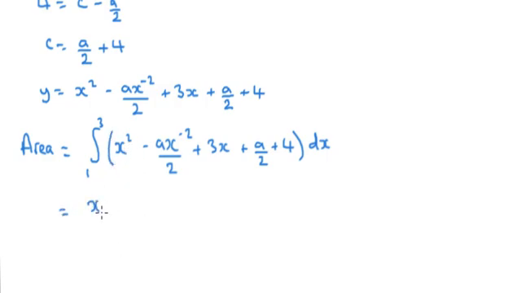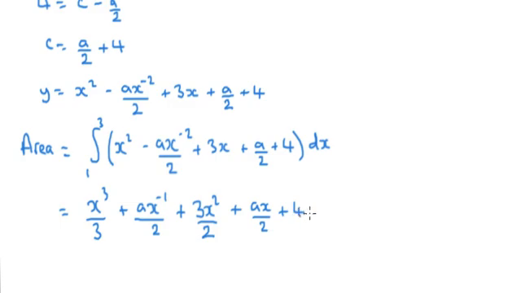So I'm going to integrate this. So that's going to be x cubed over 3. Add 1 to the power, divide by the new power. Add 1 to the power is going to become x to the minus 1. Divide by minus 1 is going to give me minus a over 2 here. So I can put a plus here and cancel out that negative sign there. So minus over minus is going to be a plus. 3x is going to become 3x squared over 2. The constant term is going to become ax over 2 and 4x, because we've got 2 bits of constants.